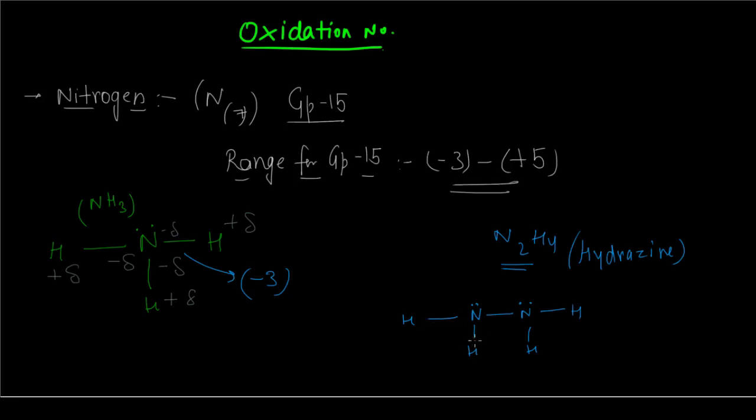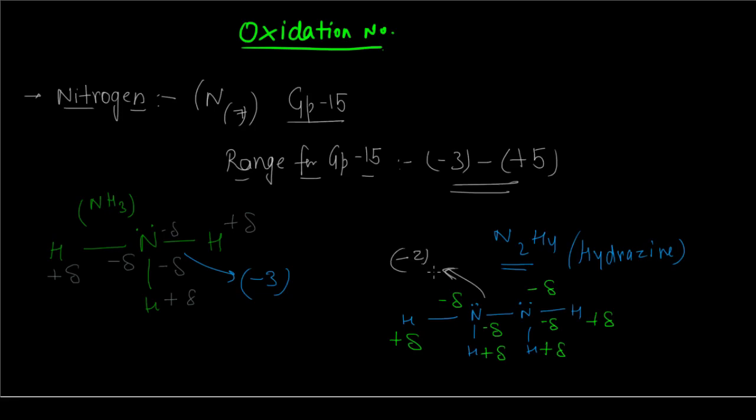As a result, partial ionic character is seen only in these 2 bonds. So hydrogen gets a partial positive charge, and nitrogen gets a partial negative charge. This nitrogen again gets a partial negative charge, this hydrogen gets a partial positive charge. This nitrogen also gets a partial negative charge, and so on for the other nitrogen and hydrogen. As a result, each of the nitrogen atoms has 2 units of partial negative charge. So the oxidation number for each nitrogen atom comes out to be -2.